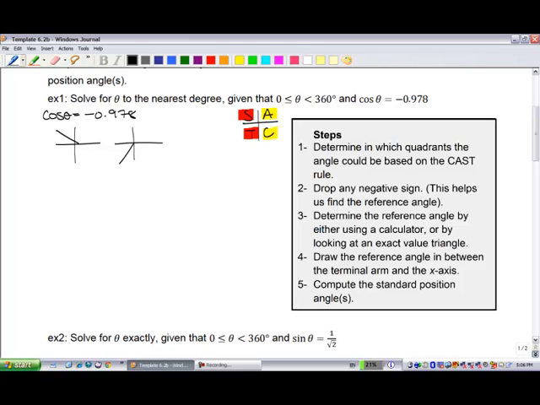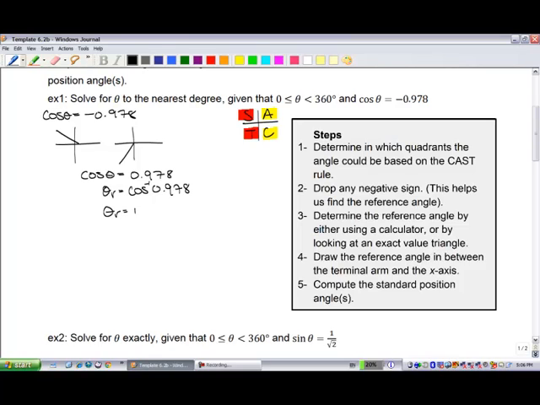I want to drop any negative sign. This is actually a useful point when we talk about using a calculator. The negative sign indicates what quadrants we're in. It doesn't really do much for the angle, it just tells us what quadrants we're in. So when we want to find the reference angle, we can just go with cos theta equals 0.978. And what we're going to do is take the arc cos of 0.978, or second function cos, and we find a reference angle.